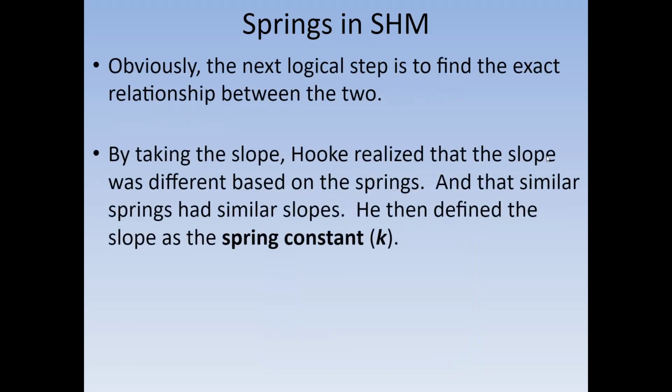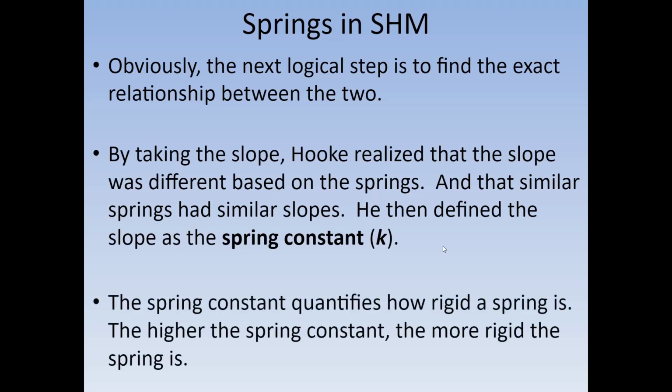Because he knew that there was a direct relationship between force and spring stretch, he realized it was a line. He came up with this idea that the slope of that line, which changed depending on what the spring was, must represent what he called the spring constant, represented by the symbol k. The spring constant, as we talked about briefly in the energy unit, is basically a representation of how rigid the spring is. The higher the spring constant, the more rigid the spring is.